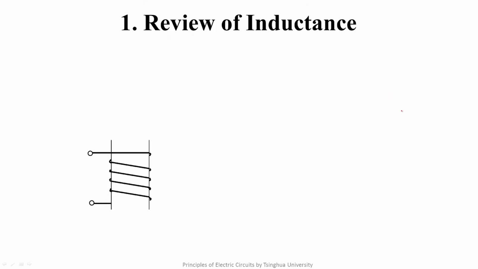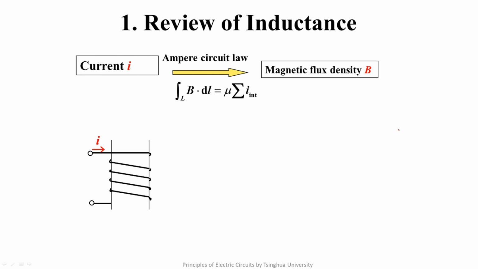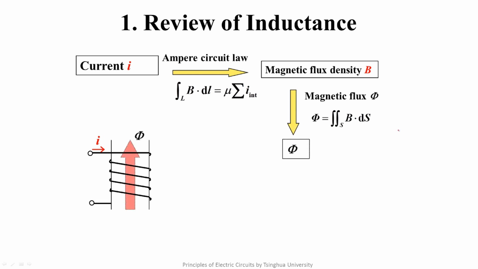We first review the inductance introduced in lecture 46. If the current flows through the coil, then, according to the Ampere circuital law, there will be a magnetic flux density in space, that is B. The magnetic flux phi will be the integral of the magnetic flux density over the area it passes through. The flux linkage psi will be formed. That is to say, if there is a current, there is a flux linkage psi. So we can define the inductance as the ratio of psi and I.